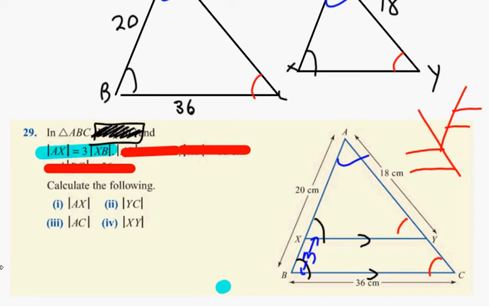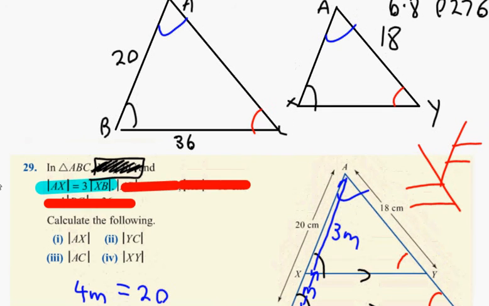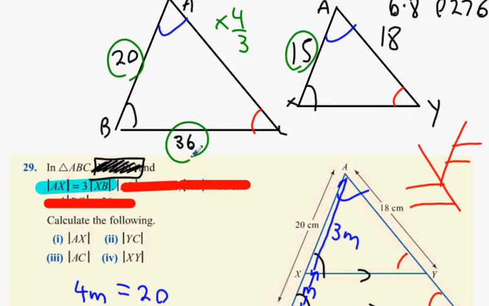Okay, and just showing you where I linked it in. So 4M equals 20, and then we found out that M was 5. Now once I found out that M was 5, I then found out that that was 15. And by linking the 15 to the 20, I found out that this triangle here is 4 over 3 times bigger. And then hence by multiplying 36 by 3/4, I could then figure out that that was 27.